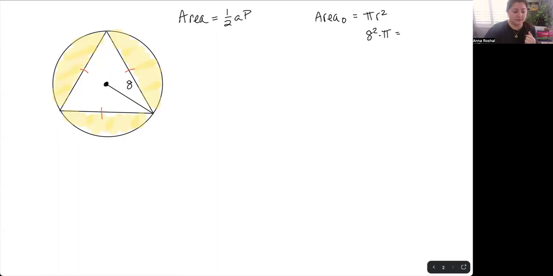So 64 times, where's my pi button? So I'm going to leave that as 201.06 square units. Again, they didn't really give me units, so it is what it is. So that's going to be one of my important numbers. And then I'm going to subtract the area of the triangle from this particular area of the circle.